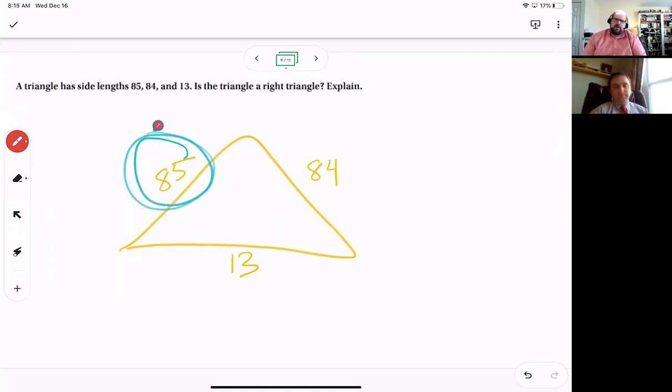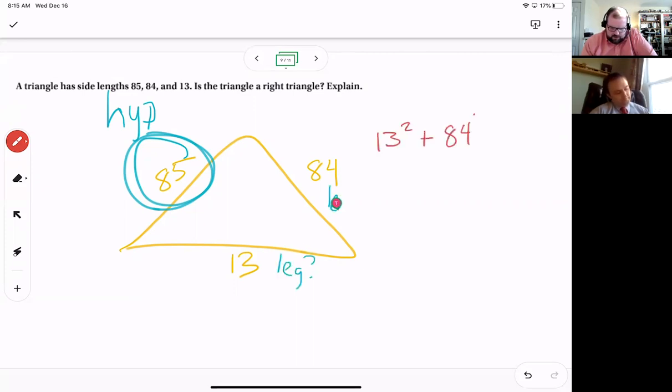So if we're trying to figure out if this is a right triangle, by the way, this is called the converse of the Pythagorean theorem. What we have to do is see if the Pythagorean theorem works. So in other words, we have to decide if leg squared plus leg squared does equal hypotenuse squared. So in this case, 13 squared plus 84 squared may or may not equal 85 squared.